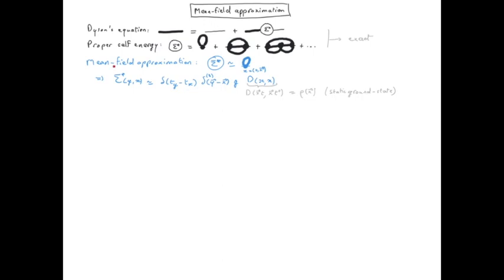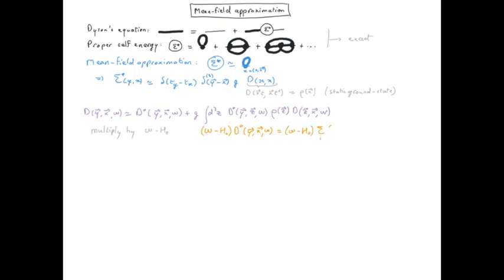With this approximation for the proper self-energy, we can rewrite Dyson's equation. We can rearrange this equation by multiplying by omega minus h naught to the left. Let us first work out what it does to the free propagator. Note that phi i naught is an eigenstate of h naught with energy e i naught. This gives us an omega minus e i naught in the numerator, which cancels with the one in the denominator.